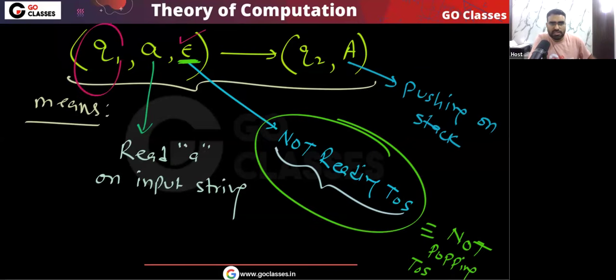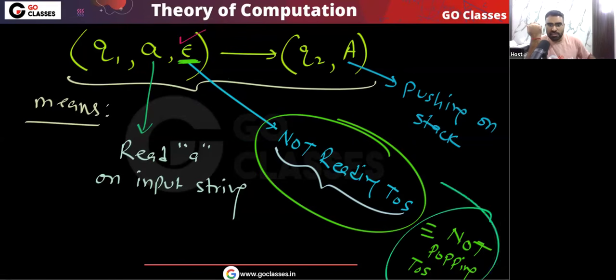So you can see, from the state Q1, the current state, we are reading this symbol A on the input string. We are not reading anything from the top of the stack, so the top of the stack can be anything: A, B, hash, capital A, whatever. If we are not reading the top of the stack symbol, nothing will be popped from the stack, and we simply push this A on top of the stack, because you already know that in a PDA every transition is like this.